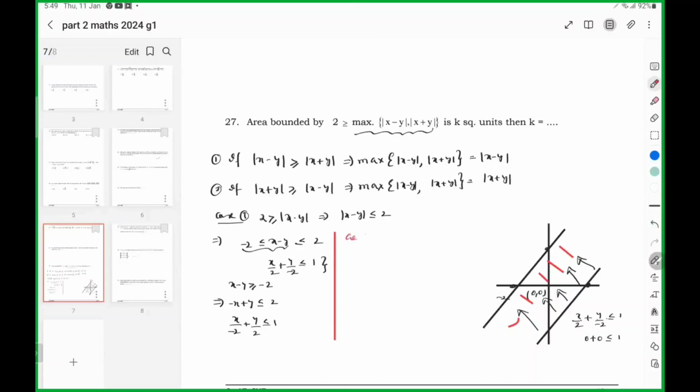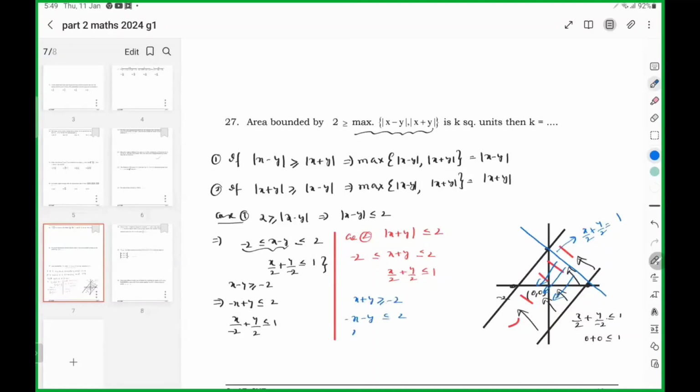Another case, case 2: mod of x plus y by 2 greater than mod of x plus y. X plus y lies between... One case is, if you take this line equation as x by 2 plus y by 2 as 1, less than means 0, 0 you take, that satisfies this region.